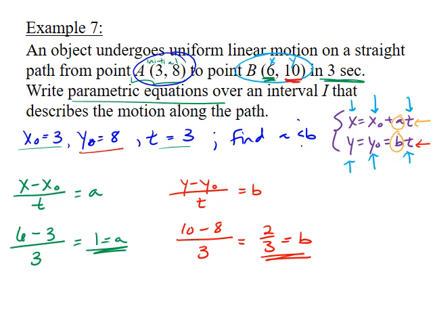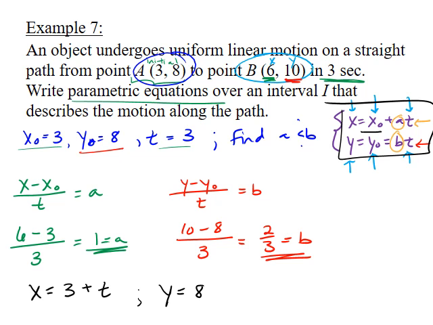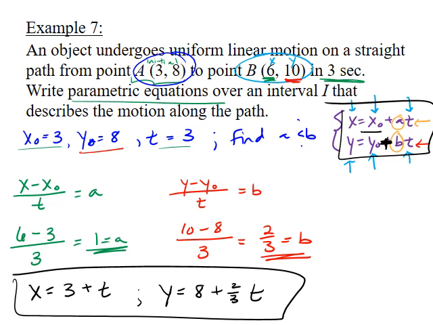Now I have everything I need in order to write my parametric equations to represent this linear motion. So x is equal to 3 plus 1 times t, or t, and y is equal to 8. Oops, this should be a plus. I apologize. 8 plus 2/3 times t. And there you have it.